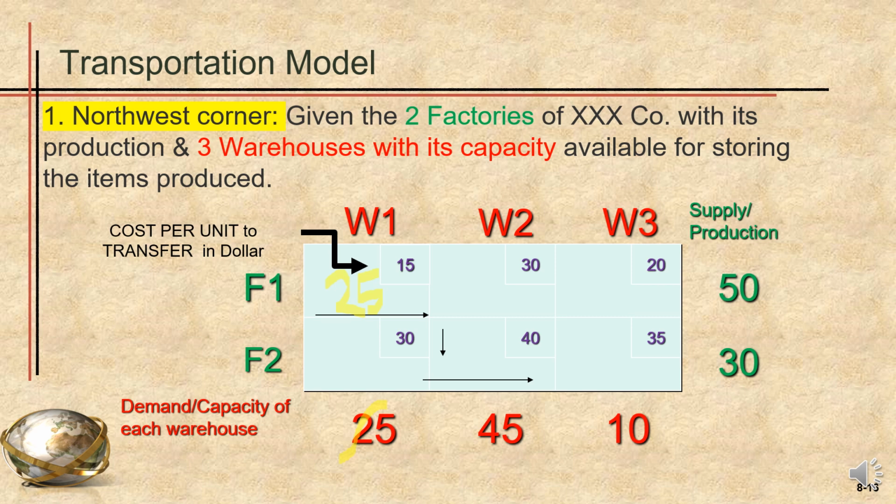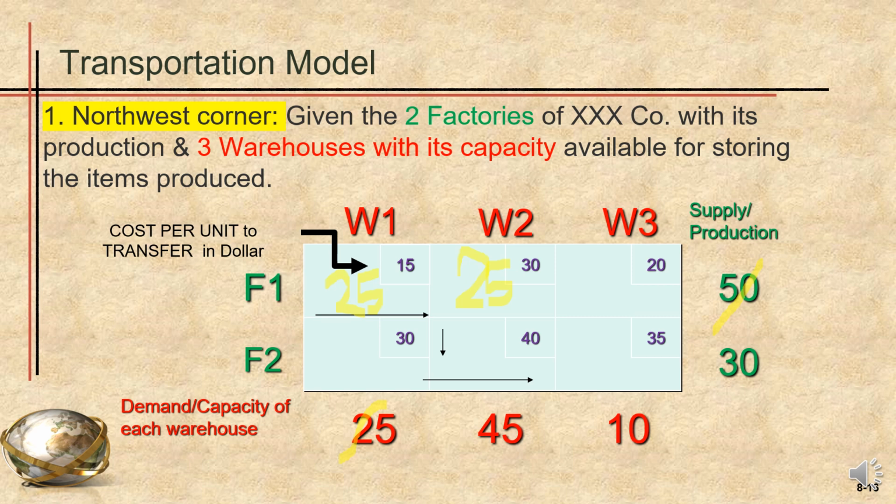You have to assign again as many units as the warehouse could accommodate, as long as you take into consideration the total supply and demand. If I assign 25 here, let us see what will happen. 25 in cell 1 and 25 in cell 2 will give us 50, and that is the total supply of factory 1. So I will cross out the 50, since it means factory 1 is fully satisfied. It is distributed to warehouses 1 and 2.